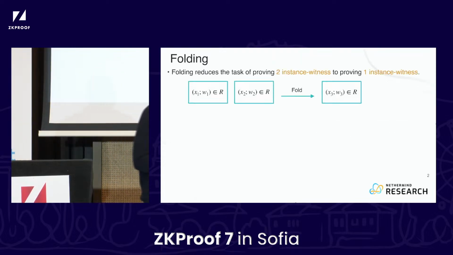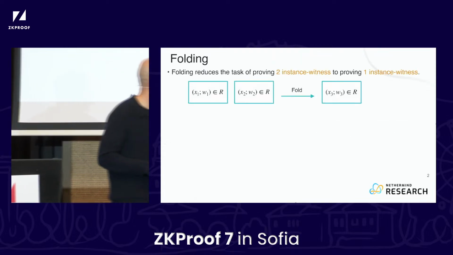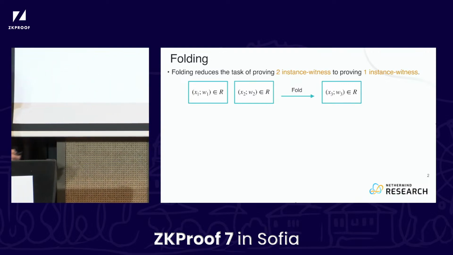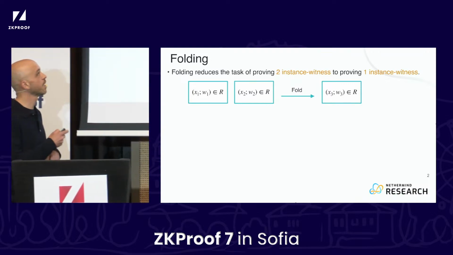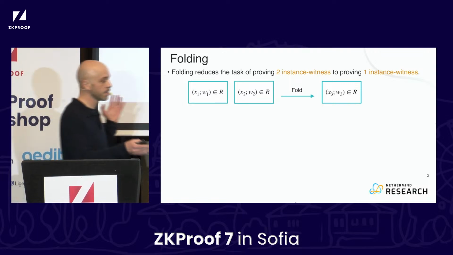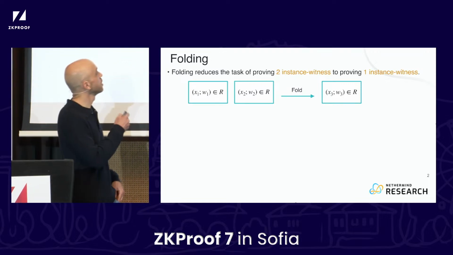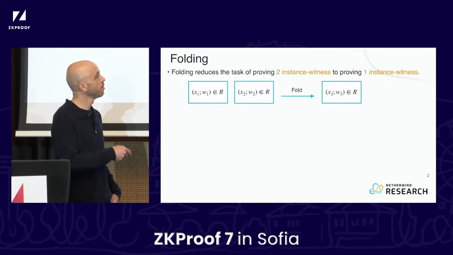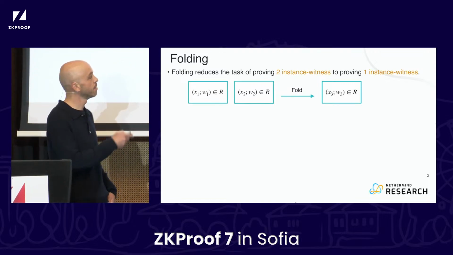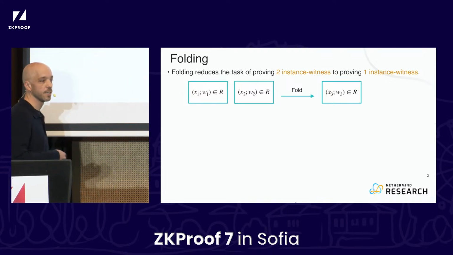Okay, so let's give a bit of background and notation for those who were not at Dan's talk. In folding, we have two instance-witness pairs. There's an interactive protocol between a prover and a verifier, and you reduce two instance-witness pairs to a third one in a way that if the third one is valid, then the initial two are valid, except with negligible probability.